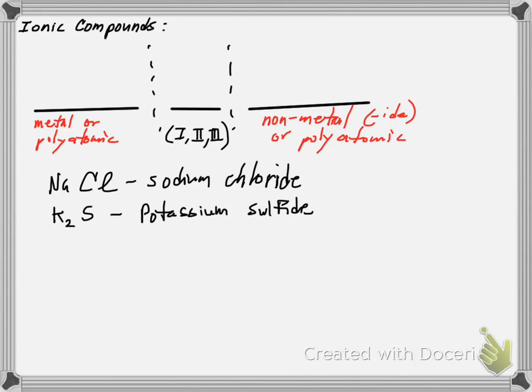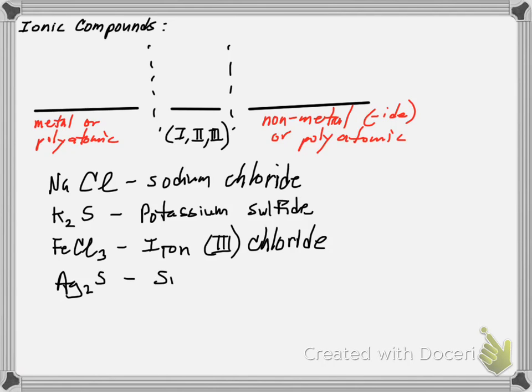Let's take a look at two transition metals. The first would be FeCl3, or iron(III) chloride. Then you see silver, Ag2S, and you're like, wait, where's the parentheses in the middle? Silver, remember, is one of the exceptions, and always has a charge of +1. So in this case, it's just silver sulfide.